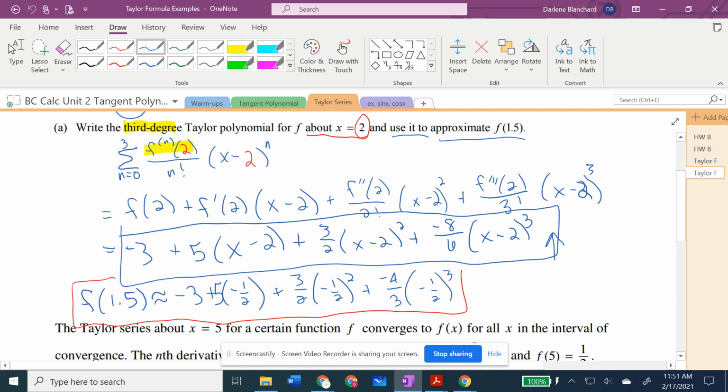I'm going to pause, if I can figure out how to pause. I thought that I was supposed to be able to pause this, but apparently I can't.